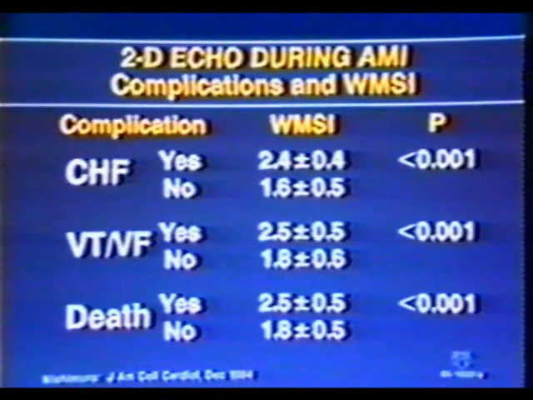When these 61 patients were grouped according to complications, it became apparent that those with a higher score index had a significantly higher chance of congestive failure, ventricular tachycardia or fibrillation, or in-hospital death. A wall motion score index of 2.0 tends to separate those who are at high risk of experiencing these complications from those who are at low risk.